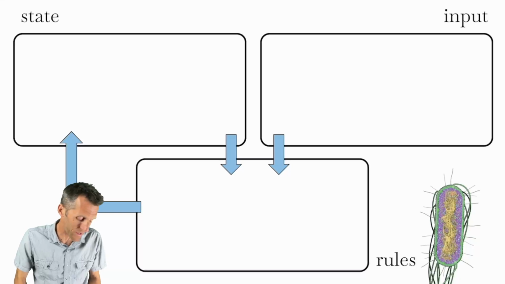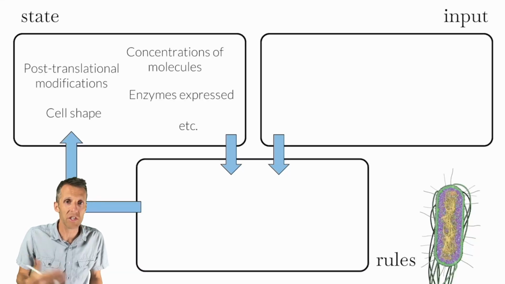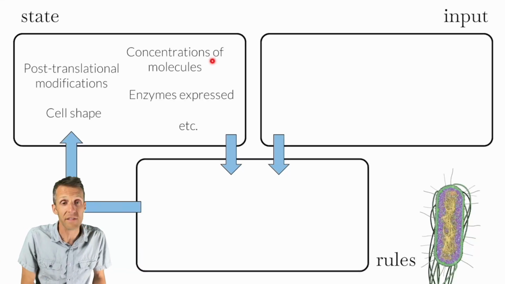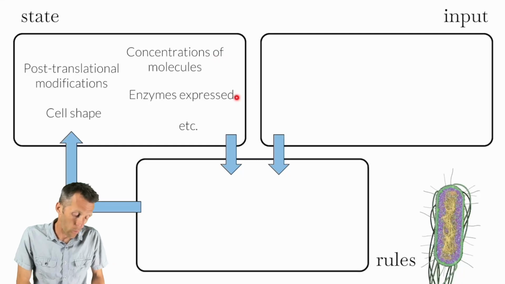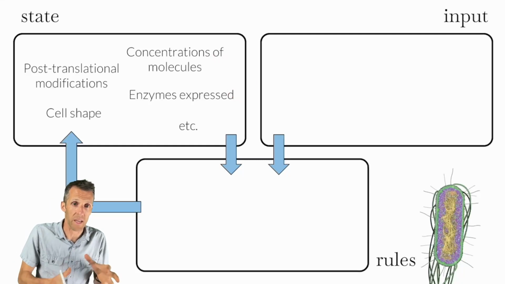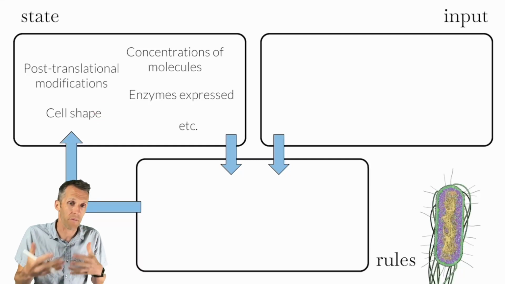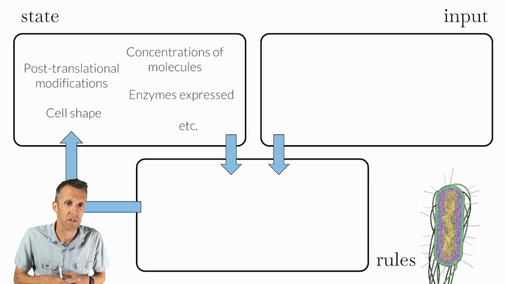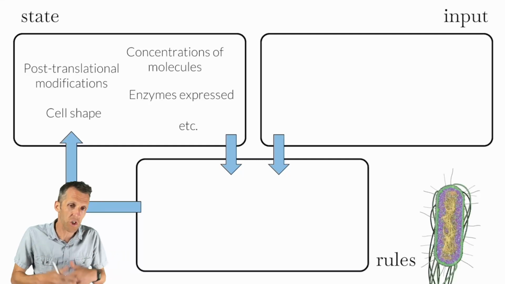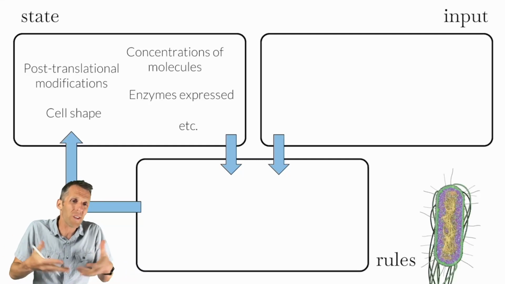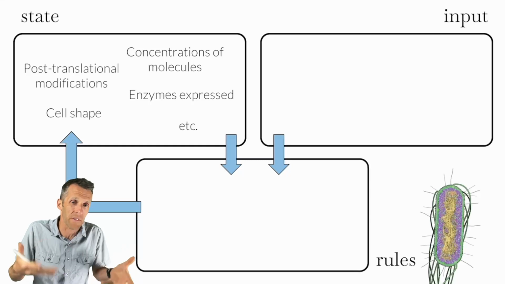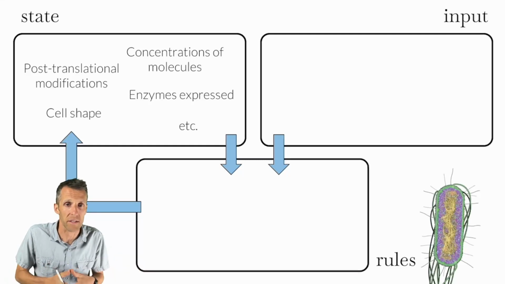Okay, so what are the states of cells? I just listed a few here. What are the concentrations of the molecules? Which enzymes are being expressed? Those are the enzymes that have particular activities. What's the current shape of the cell? Things like post-translational modifications, which change the chemistry of enzymes. And you could just keep going on and on. But it's basically what stuff is being made in the cell at this given time. What does the cell look like? So that's the cell state.